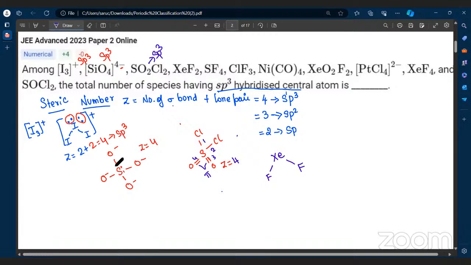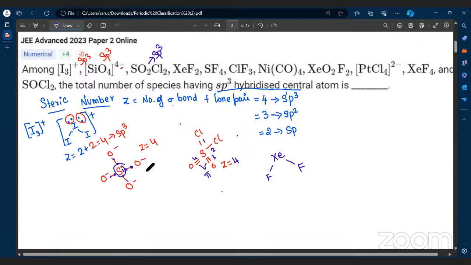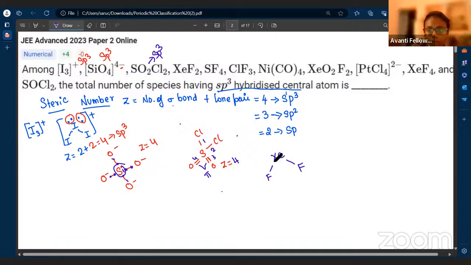See, in SiO4 4 negative, the octet is already completed, right? See, 1, 2, 3, 4, 5, 6, 7, 8. Then where to put the lone pair? Will Si have any lone pair? Okay, ma'am, now I understand. Okay, fine. Yes. So now moving to the next one.